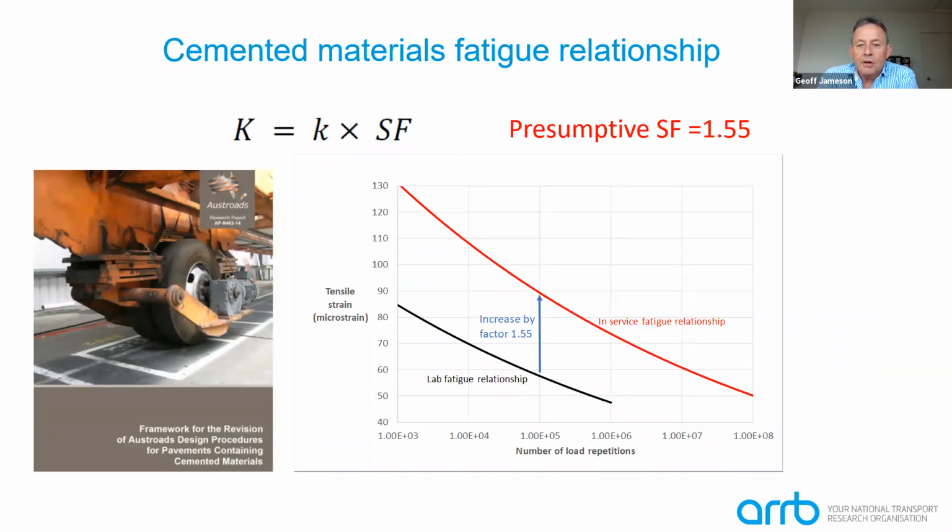And you can see here, we've developed a presumptive value of that shift factor based on research that we've done under accelerated loading, where we've compared the results of laboratory tests, the fatigue relationship we get in the lab, versus the number of cycles to a terminal condition that we see under a rolling wheel in situ. And essentially what we do is increase the K factor in the fatigue relationship by a factor of 1.55.